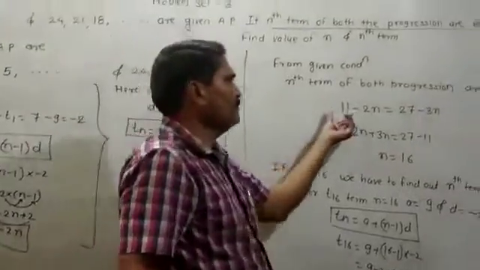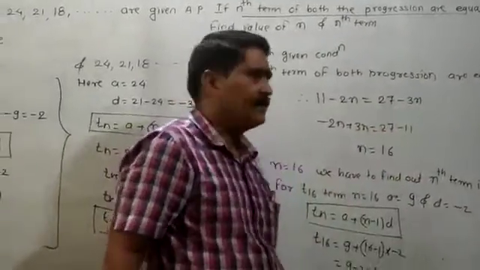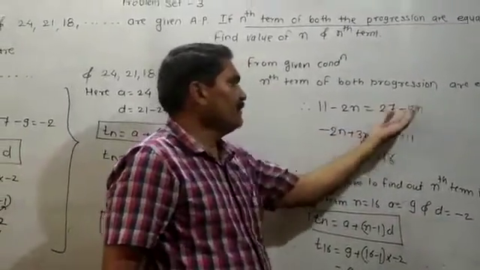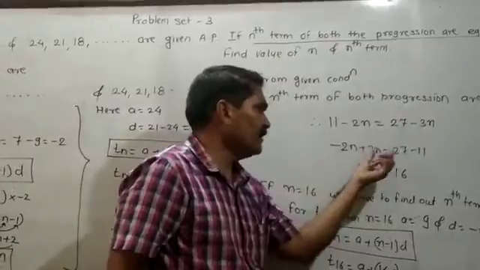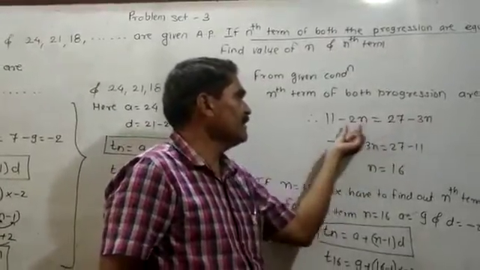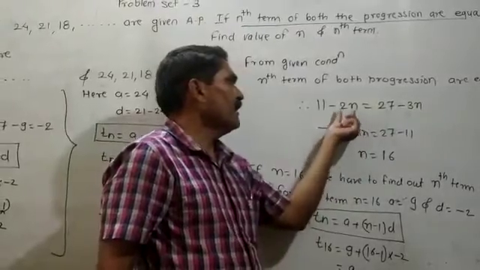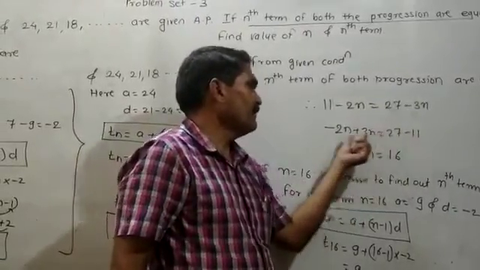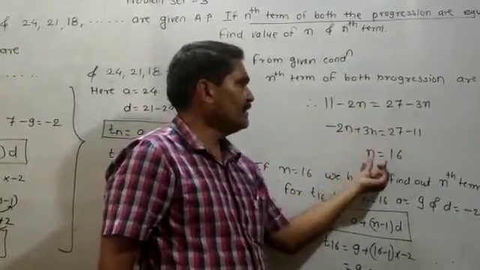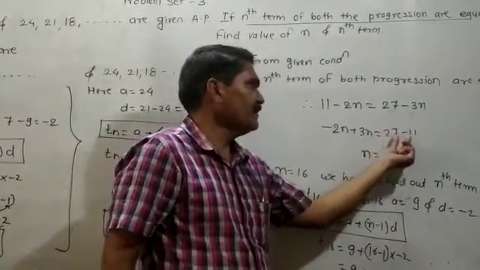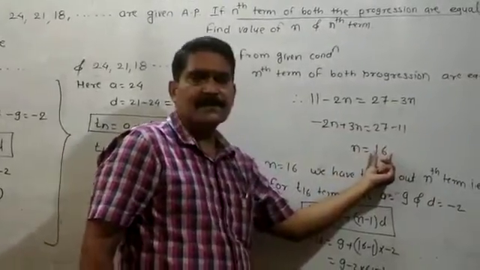Then 11 minus 2n is equal to 27 minus 3n. Then you have to collect the terms of n together and numeric terms together. So I will shift this 3n to this side, and 11 to that side. Minus 3n becomes plus 3n and plus 11 becomes minus 11. Minus 2n plus 3n is equal to 1n, and 27 minus 11 is equal to 16.